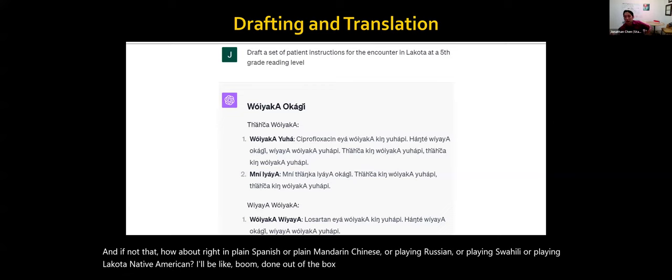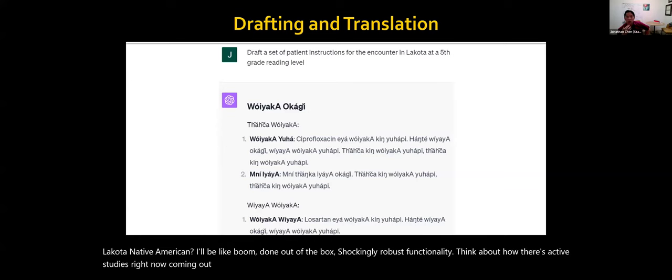Shockingly robust functionality. Think about how there are active studies coming out right now on how much better we could be at informed consent of our patients for procedures by not using such legalistic language, but translating it into a form that allows people to understand it.